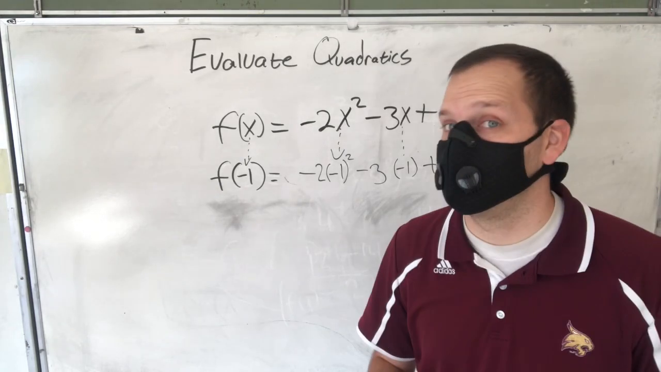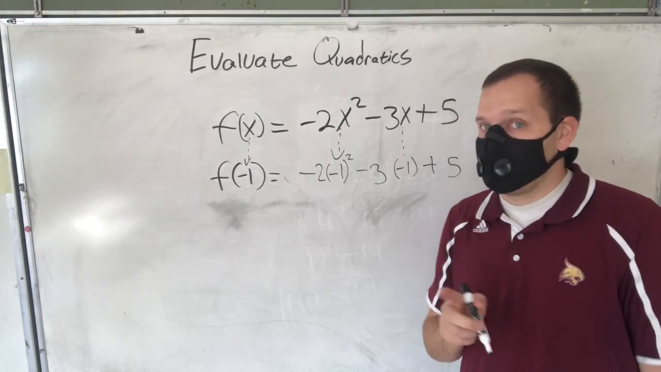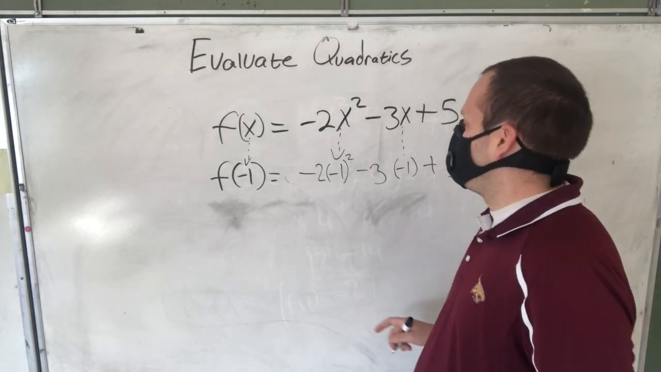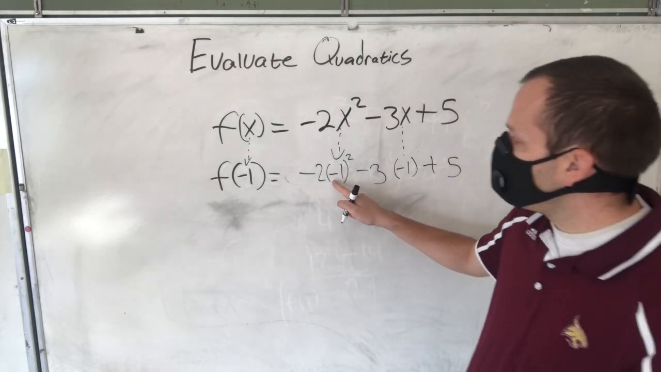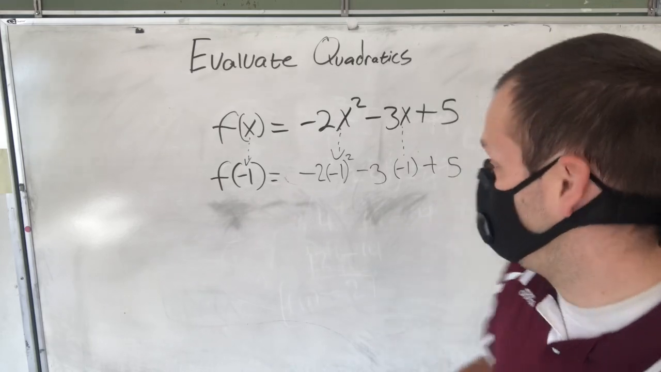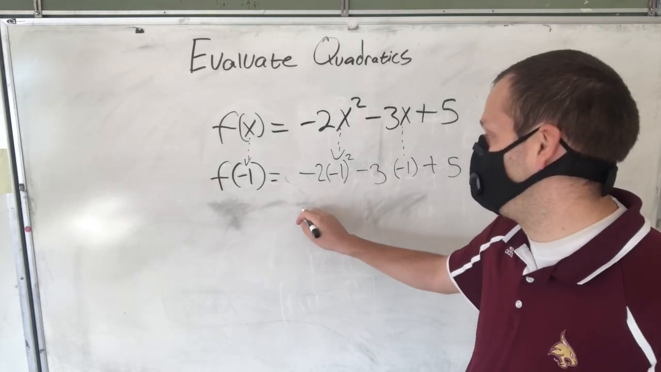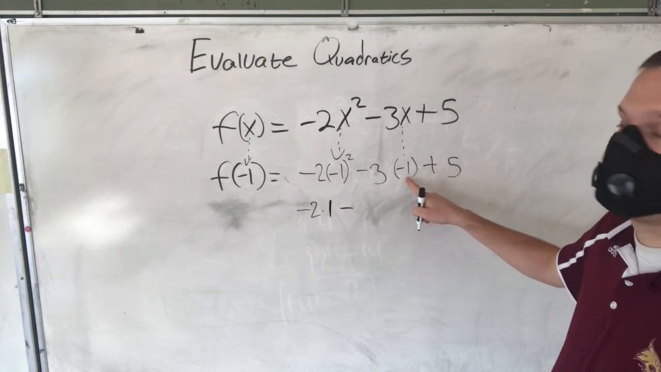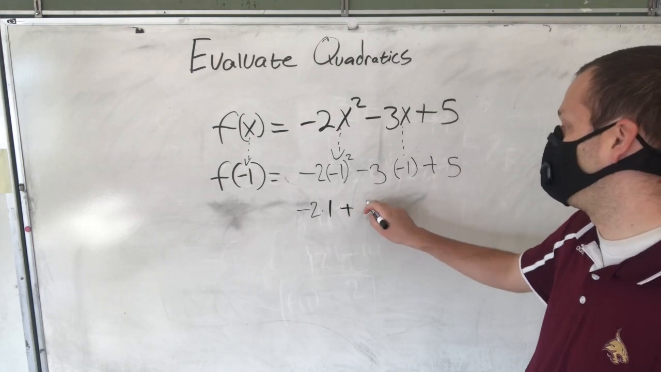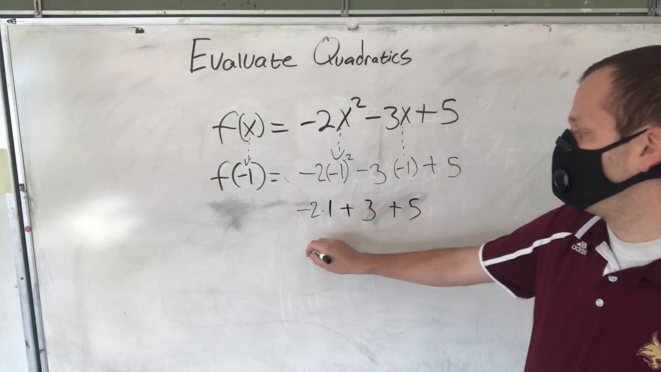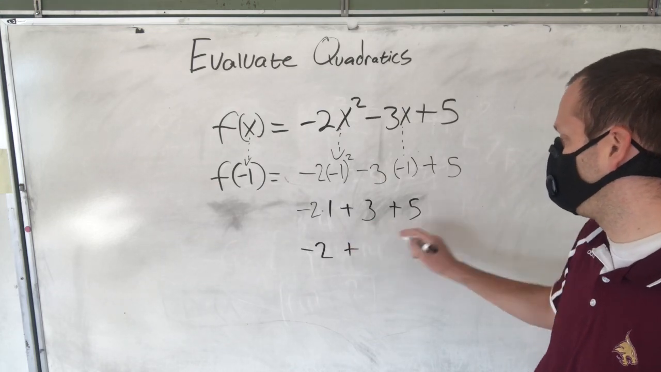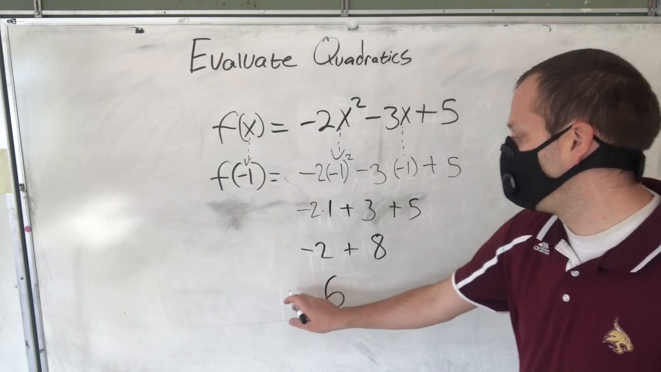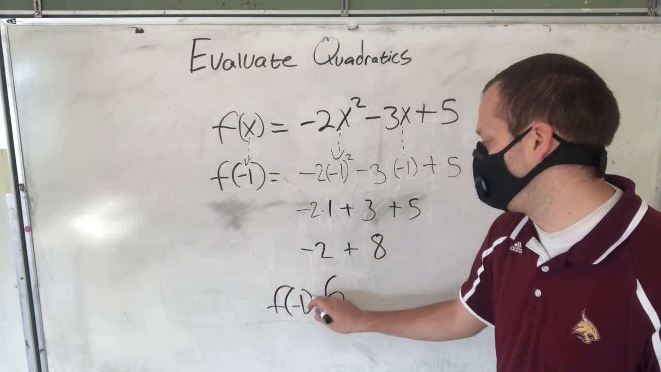There's a lot of negatives here, so be careful. One thing that I bet some of you are going to do is say, oh, 2 negatives, that makes a positive. Let's wait. Let's go through and do this one step at a time. Negative 1 squared means negative 1 times negative 1. So negative 1 times negative 1 is just positive 1. So we've got negative 2 times positive 1 minus, what's negative 3 times negative 1? It's positive 3 plus 5. So we've got negative 2 plus 8. Negative 2 plus 8 is 6. So f of negative 1 is 6.